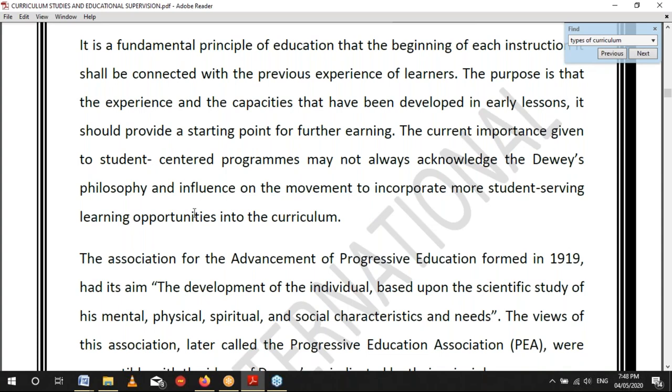Characteristics of learner-centered curriculum. The curriculum plan is based on knowledge of learners' needs and interests.